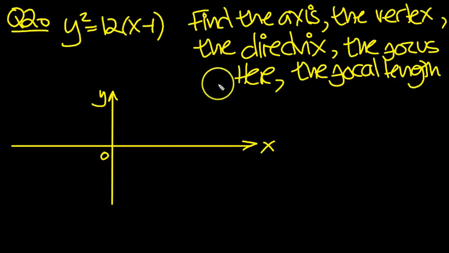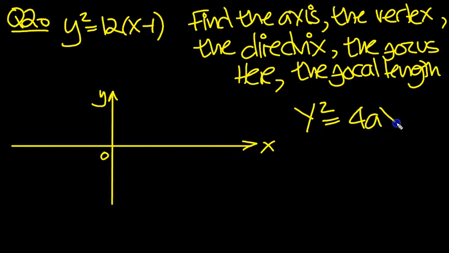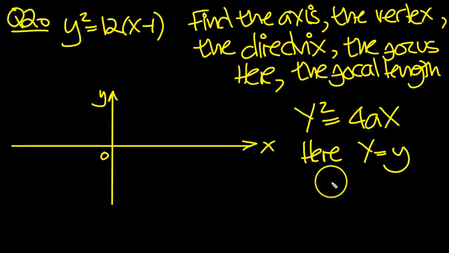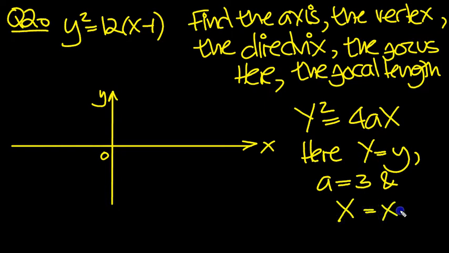y squared equals 12 times x minus 1. Let's compare that with y squared equals 4ax, the archetypal parabola, which we know how to draw. So here, the correspondence: capital Y is the same as y. The a has the value 3, doesn't it? And capital X is equal to x minus 1.